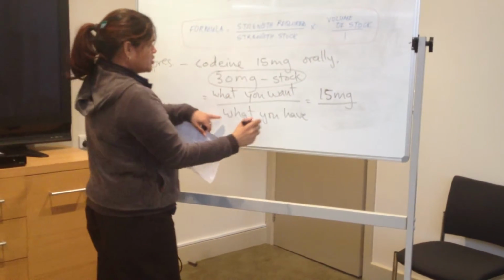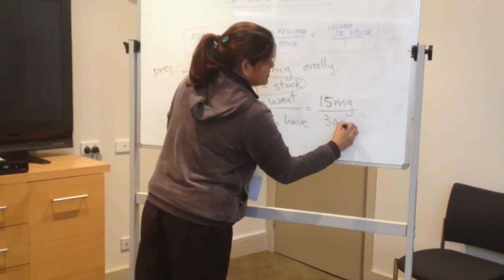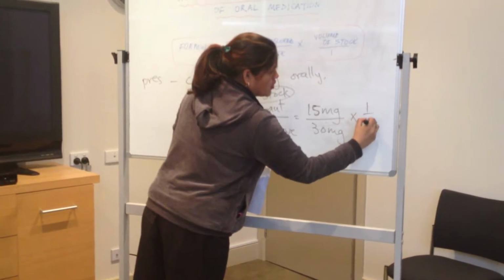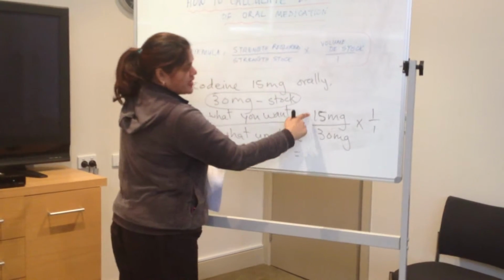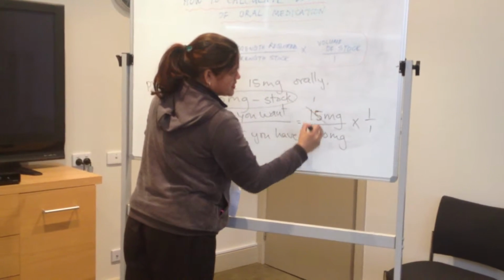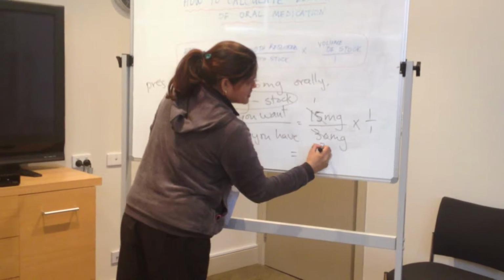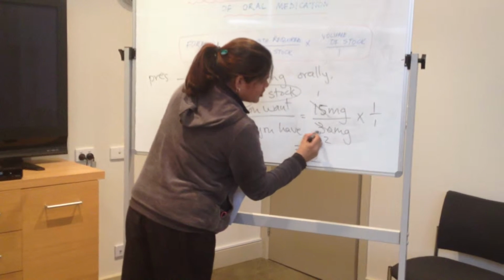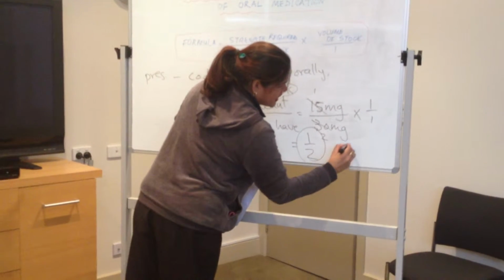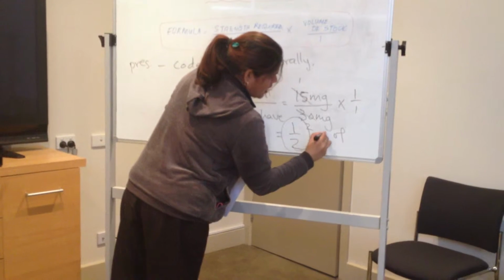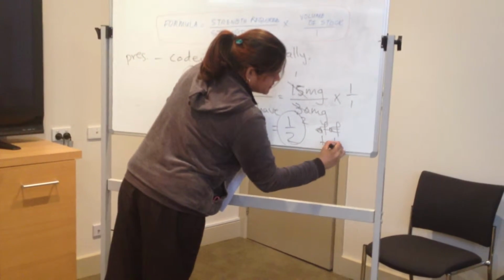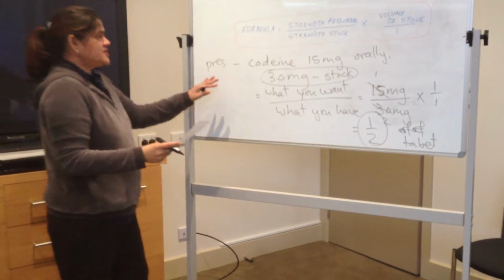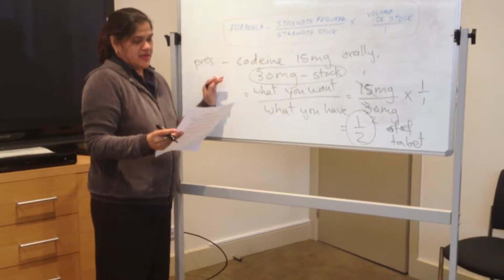Now, this is what you have, which is 30 milligrams, multiplied by the volume of stock, which is just 1. Now, what you get: 1 times 15 is 15, 2 times 15 is 30, so you get half. This is what you're going to give to your patient, half of the tablet. Okay? Now, this is when we are giving tablets.